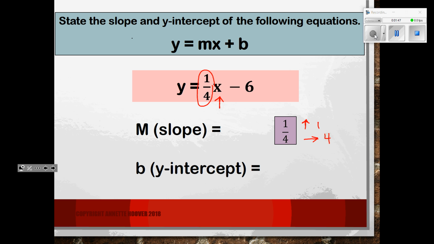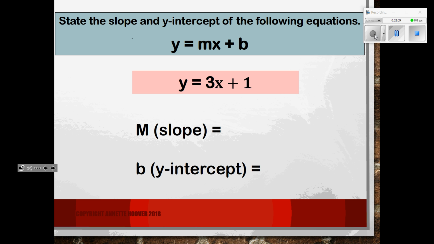The y-intercept is the b. That's what you're going to find here at the end of the equation. It's -6. So that means that on your graph, 1, 2, 3, 4, 5, 6, it's going to cross right here at -6, and that's a point that you can use in order to draw the line. So here we have a slope of 1/4 and a y-intercept of -6.